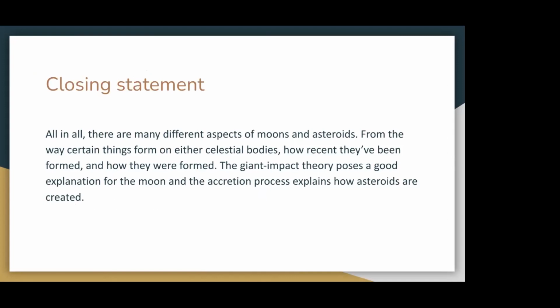All in all, there are many different aspects of moons and asteroids, from the way certain things form on either celestial body, to how recently they were formed, and how they were formed. The giant impact theory poses a good explanation for the moon, and the accretion process explains how asteroids are created. I would like to now open up to questions.